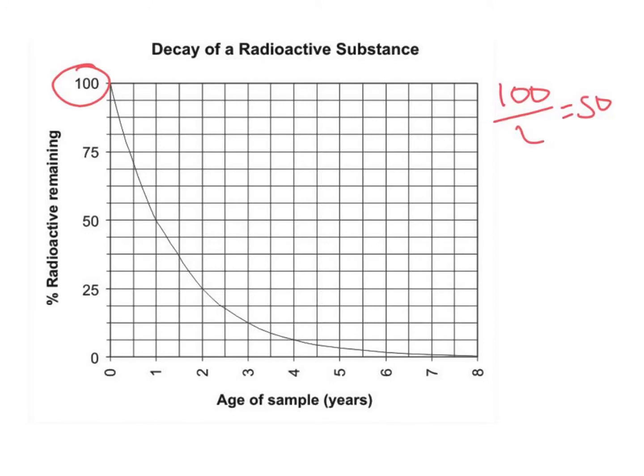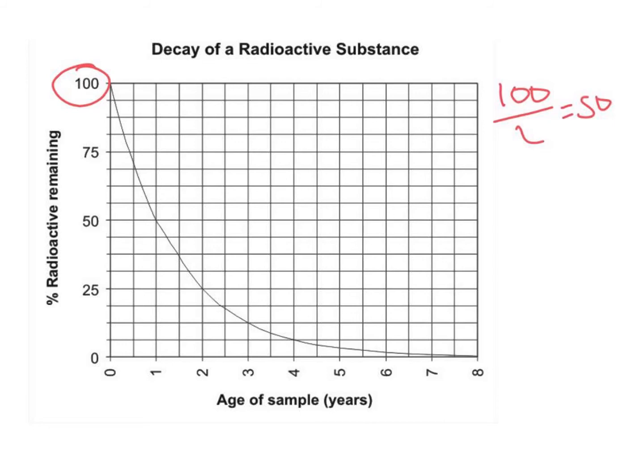I'm showing you now what's called a half-life graph. So the graph is showing the amount of radioactivity remaining in a radioactive material over 8 years. And I'm going to talk you through how we can use the graph to work out what the half-life of that substance is. So you can see that at the start, at 0 years, there is 100% of radioactive material remaining. What we need to work out is how long it takes for the radioactive remaining percentage to halve.